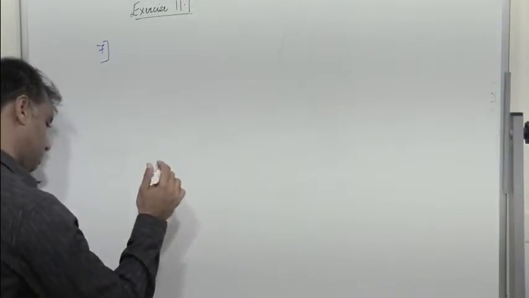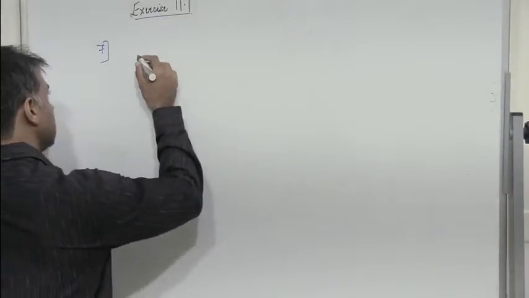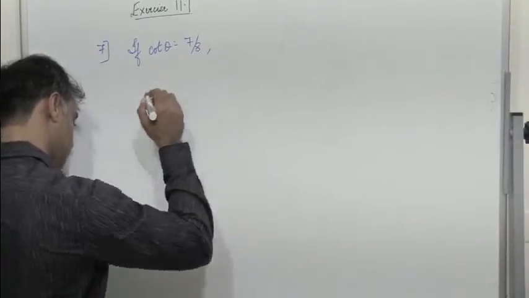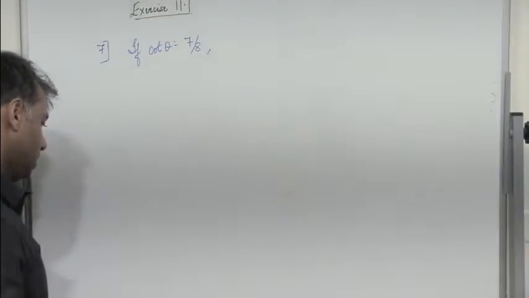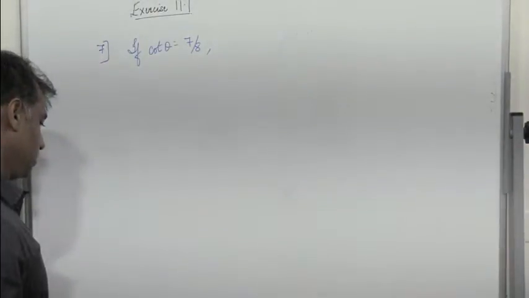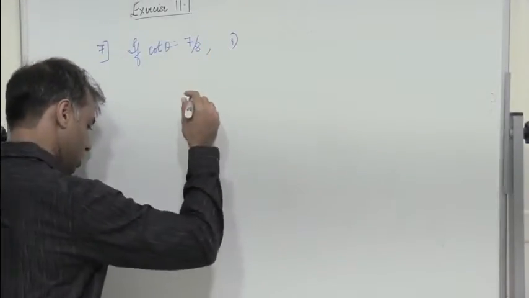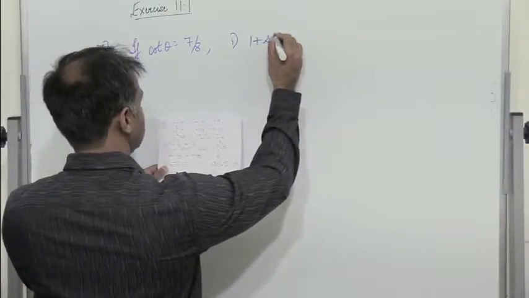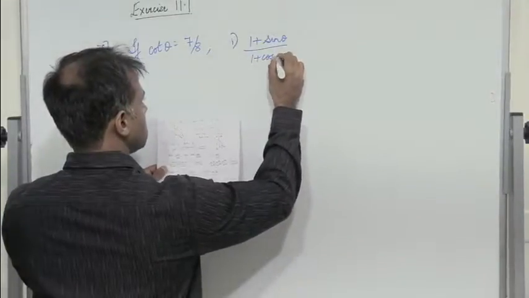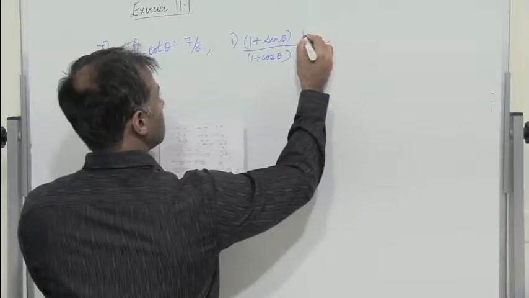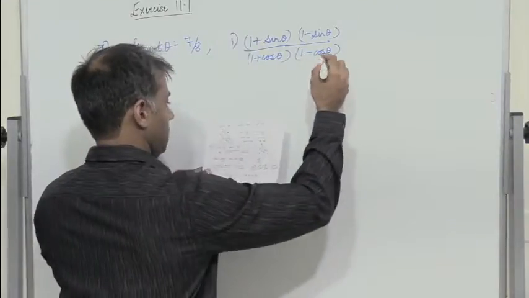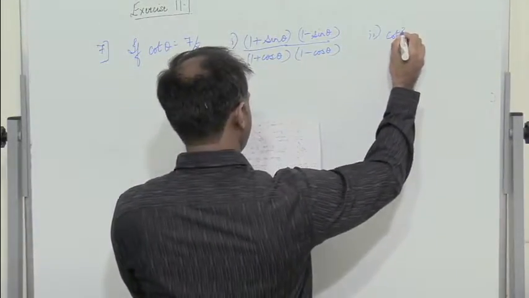If cot theta is 7 by 8, find tan theta. Okay, we need to find the values, right? So I need to find these two. So I need to find what is 1 plus sine theta into 1 minus sine theta divided by 1 plus cos theta into 1 minus cos theta. And the second one is find cot square theta.